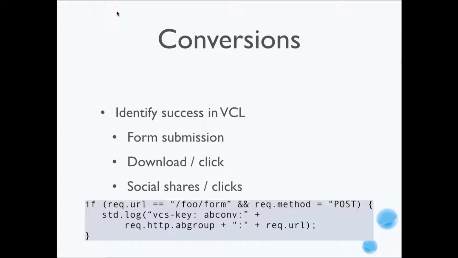So basically what we do there is just log that to std log, with the VCS key, using abconv to indicate that this is a successful conversion. Then we pass along rec http ab group to indicate whether it's a conversion in the A group or the B group, and maybe just for fun I threw in the rec URL here as well. In case you have multiple successful conversion forms, you might want to add that to VCS as well, because then you have three different ways of converting a user, and you want to break down statistics on which way the user was converted.